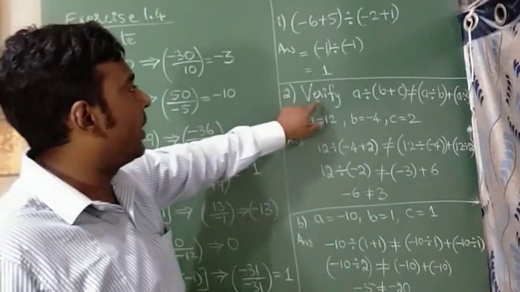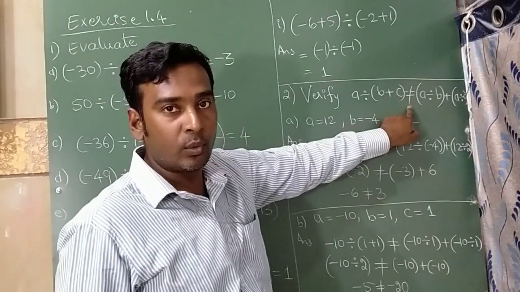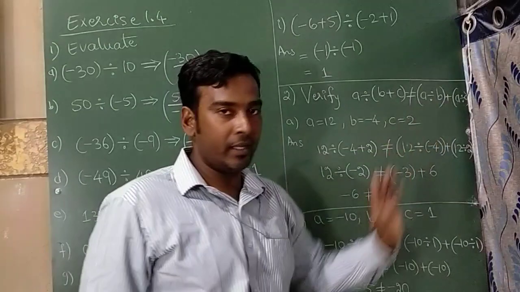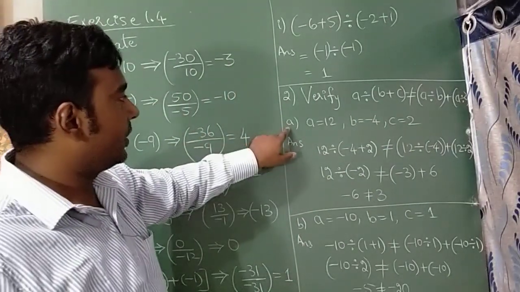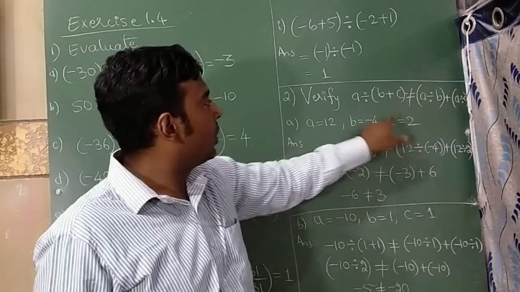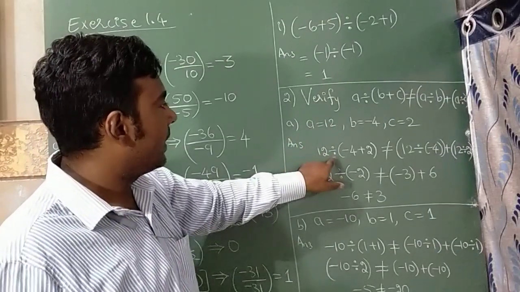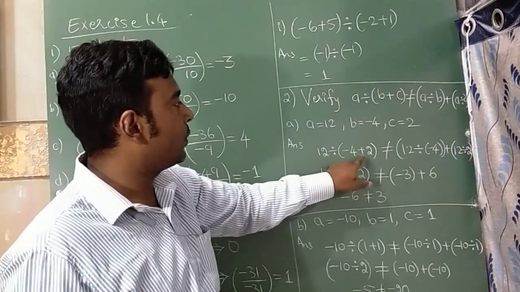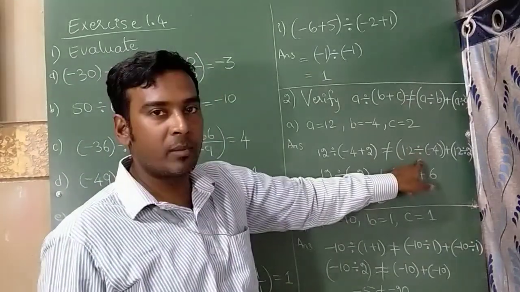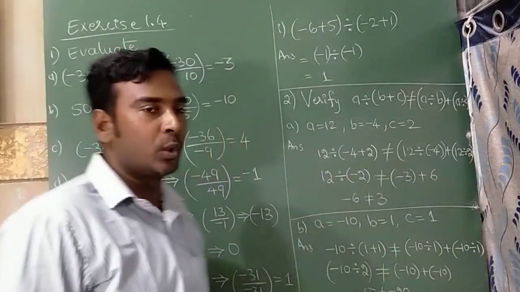The second question is verify A divided by B plus C is not equal to, this sign is a not equal to, A divided by B plus A divided by C. So the first question is A value is 12, B value is minus 4, C value is 2. I need to substitute these values in this. In place of A, 12 divided by, in place of B, minus 4 plus 2 not equal to, in place of A, 12 divided by minus 4 plus, in place of A, 12 divided by 2.